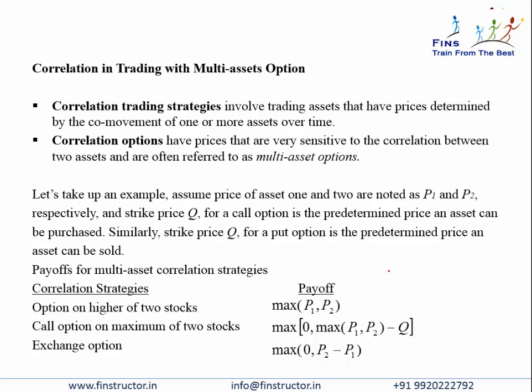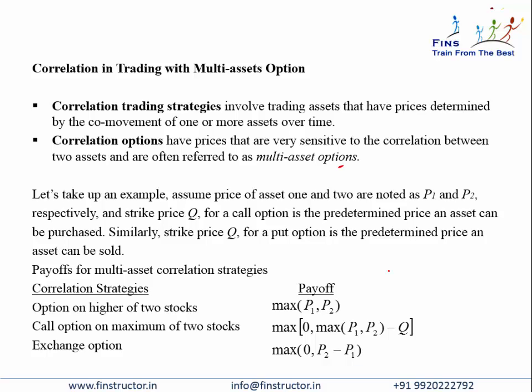So correlation in trading with the multi-assets option can also be studied. So correlation trading strategies generally involve trading assets that have prices determined by the co-movement of one or more assets. Correlation options have prices that are very sensitive to the correlation between the two assets and are referred to as multi-asset options. So we'll study both as an example.